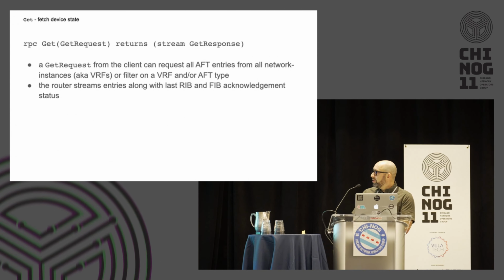I mentioned earlier there's the ability to get the state out of the device selectively. So what we have is a GET request. You can interrogate the device to give you information about all of the routes associated with a particular VRF or AFT type. And then it will stream back the entries that it knows about in that RIB, or for that particular portion of the AFT, with the last known state of the acknowledgement for that particular action.